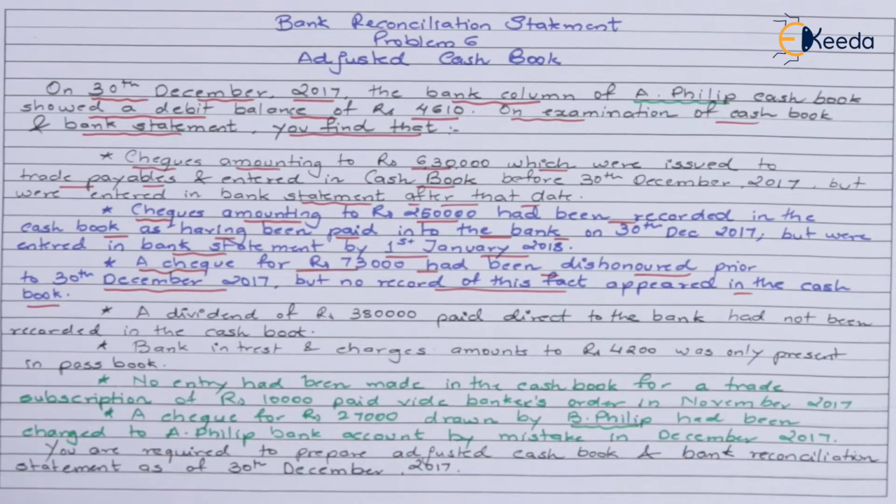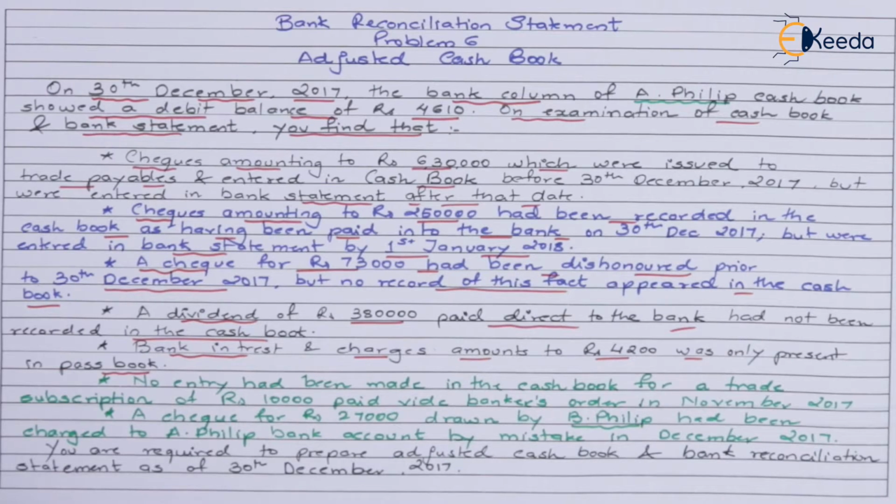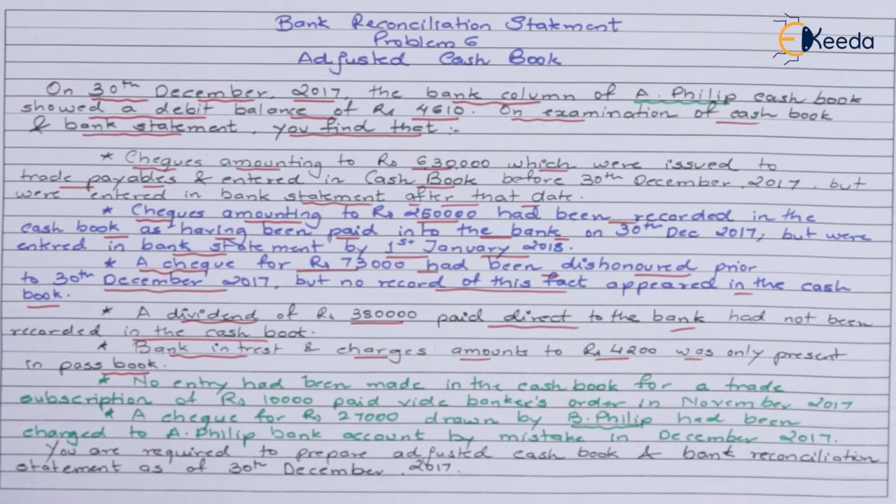The next error that we figured out is that a dividend of 3,80,000 was paid directly into the bank account. However, there was no record of it in the cash book. So again, this entry will be a part of adjusted cash book because this is an omission of transaction. Now, the next transaction refers to bank interest and charges amounting to 4,200. They were only recorded in the passbook. That means again, this is a part of adjusted cash book because this is a clear case of omission of transaction, as there was no record of bank charges in the cash book here.